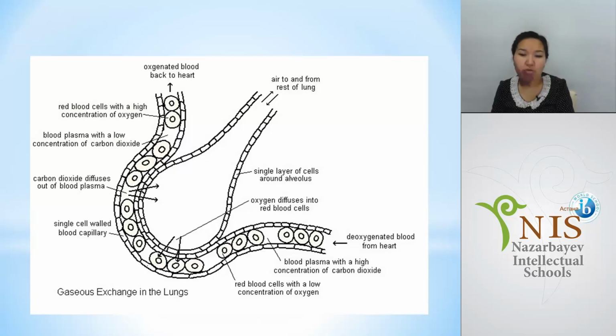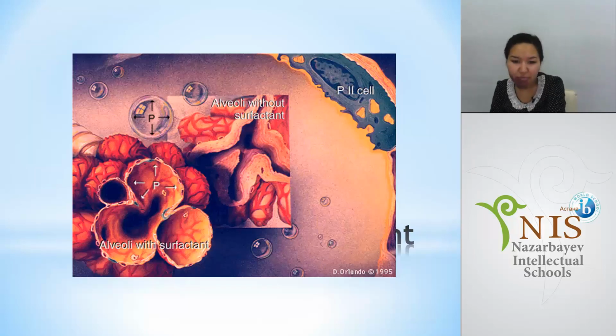A single layer of cells surrounds the alveoli. You can see the layer of the alveoli, then you can see the diffusion process. First of all, you can see that the red blood cells take part. We have oxygenated blood going back to the heart and deoxygenated blood coming from the heart. The main process here is called diffusion.